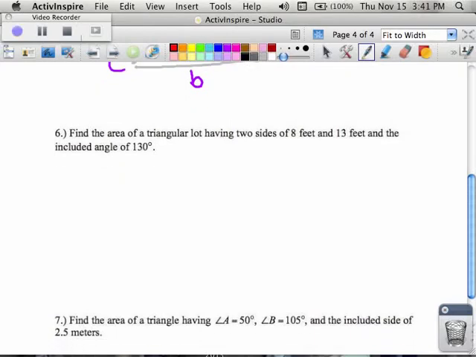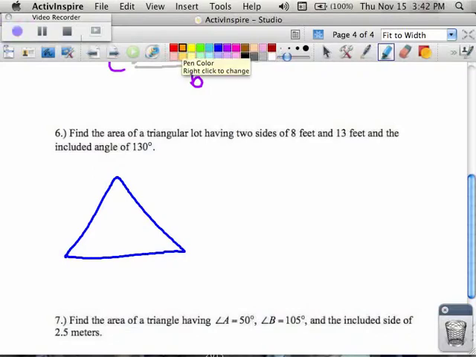In number 6, it says, find the area of a triangular lot having sides of 8 and 13 feet and the included angle of 130. So I draw a triangle. Here's my triangle. And I have sides of 8 and 13. They don't tell me where to put them, so I'm just going to put them anywhere.